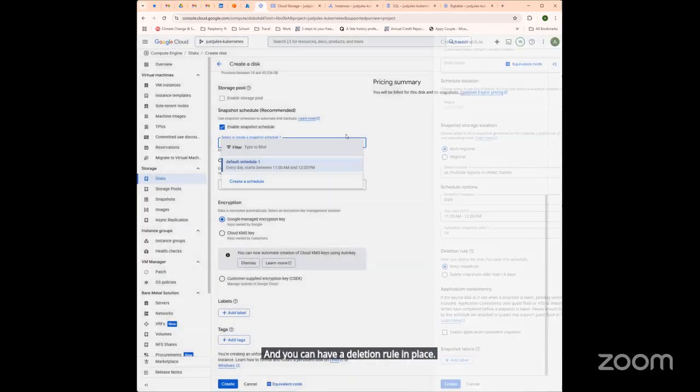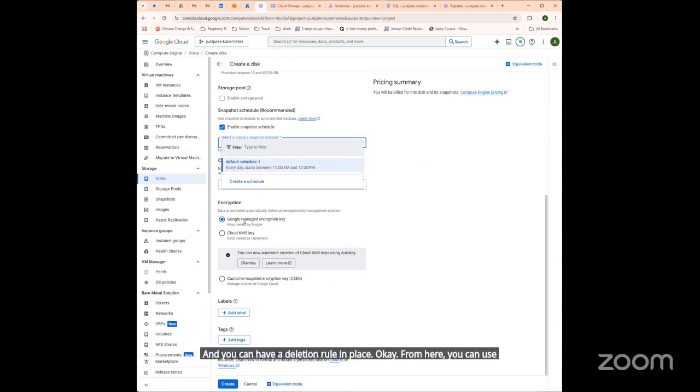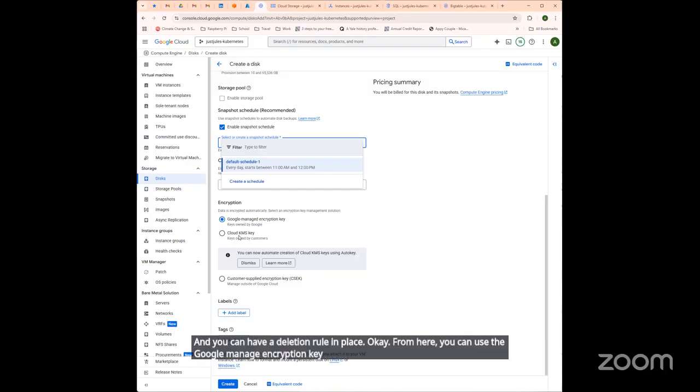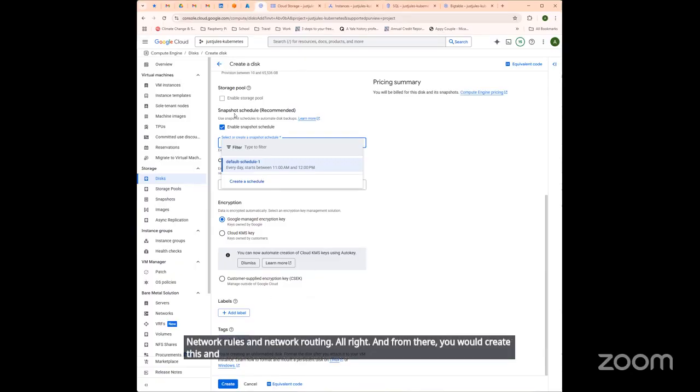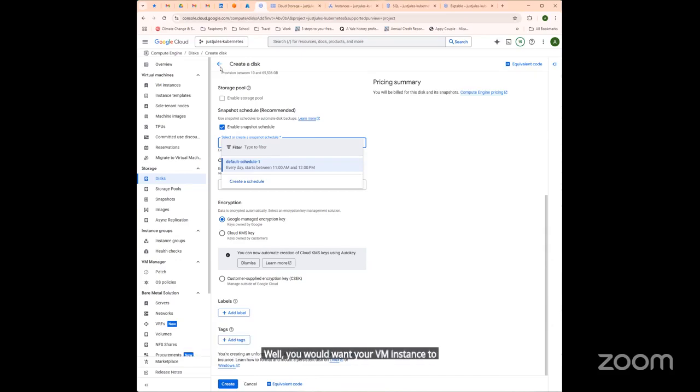Okay. From here, you can use the Google Managed Encryption key or the Cloud KMS key that you provide. And then you can add the labels, tags that are necessary for billing, network rules, network routing. All right. And from there, you would create this and attach it to your VM instance. Well, you would want your VM instance to exist in the first place.